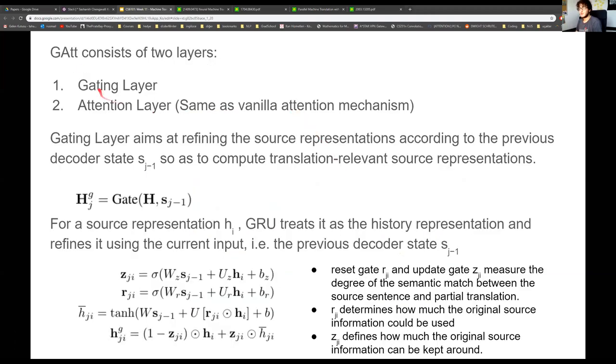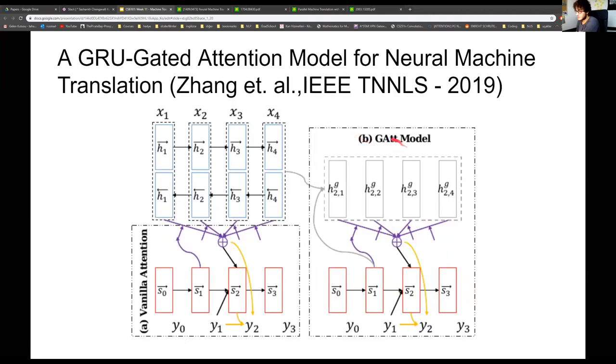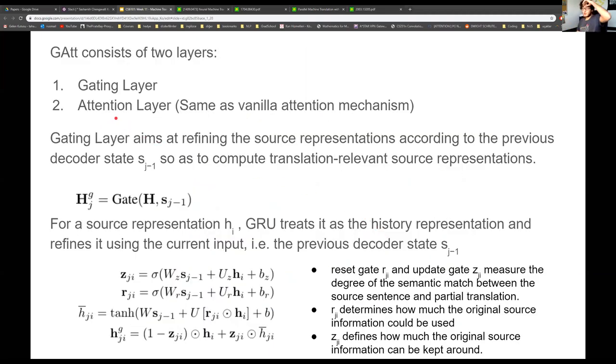So gated attention consists of two layers. The first one is called the gating layer, and the second one is the attention layer. We can say the gating layer is this, and the attention layer is this part. The attention layer is actually the same as the vanilla attention mechanism. It does the same thing. It just combines the attention with the hidden vectors and generates a context vector.